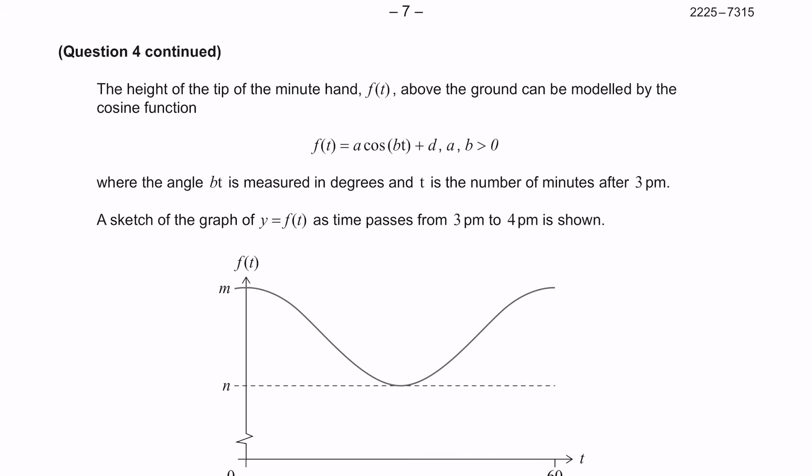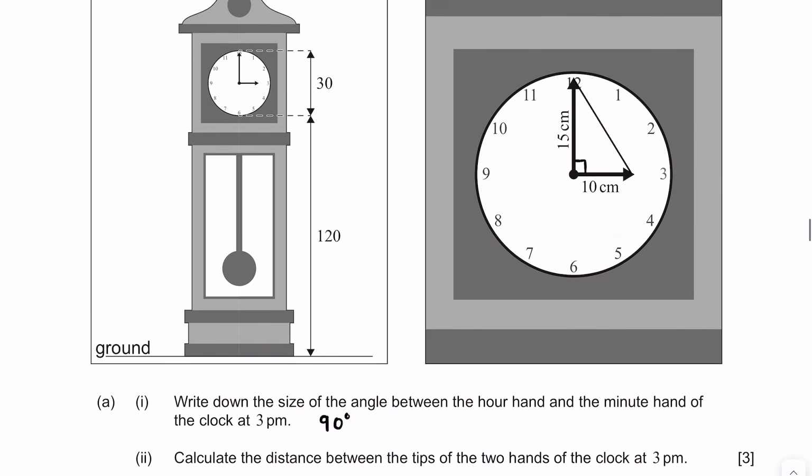Moving on here, it looks like we've got a trigonometric function. The height of the tip of the minute hand, f of t, above the ground can be modeled by the cosine function. f of t is equal to a cos bt plus d, where a and b are both greater than 0. Okay. Where the angle bt is measured in degrees and t is the number of minutes after 3 p.m. So t is our input, it's what we substitute into this function, and it is the number of minutes after 3 p.m. So 3 p.m. is essentially our starting point.